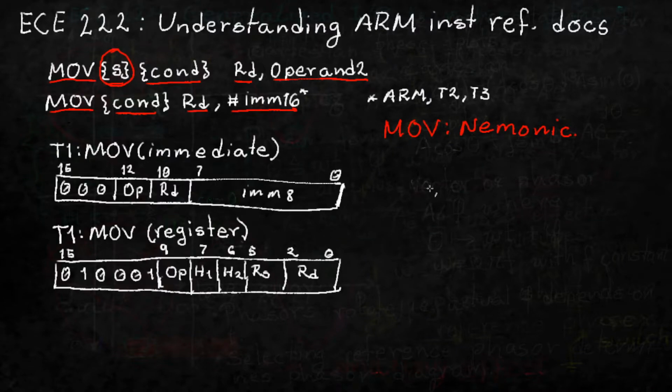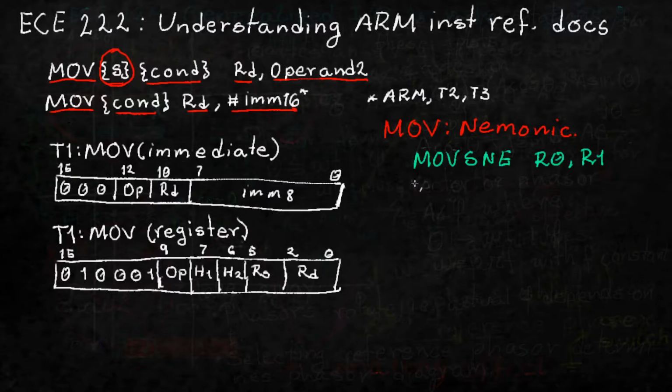For a real example, you may write something like move S, and then you put the conditional, let's say NE, and then you write the operands. So you can say I want to move, sorry, R1 into R0 and update the flags and not equal. I'm not so sure if this in particular is valid, but that's exactly what that means.